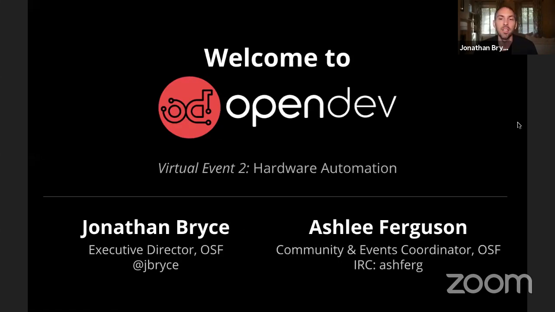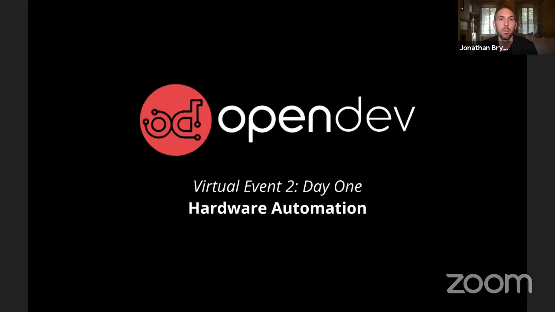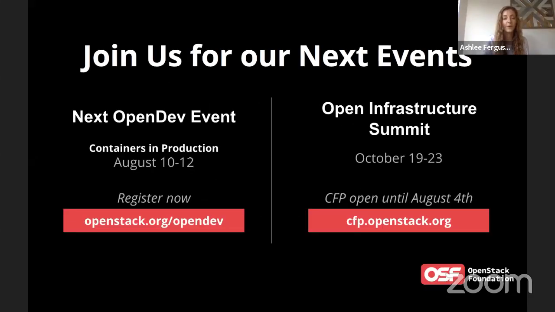So this is our second event in the OpenDev virtual event series. Ashley, why don't you talk a little bit about what this event is about, and also what we have coming up the rest of the year? Yeah, so this event is going to be about hardware automation. This is our second OpenDev event. The last event was large scale usage of open infrastructure software. So we had a lot of great use cases at that event. So we're excited to keep that going. And then we also have a third OpenDev event coming up later in August, and that's going to be around containers in production.